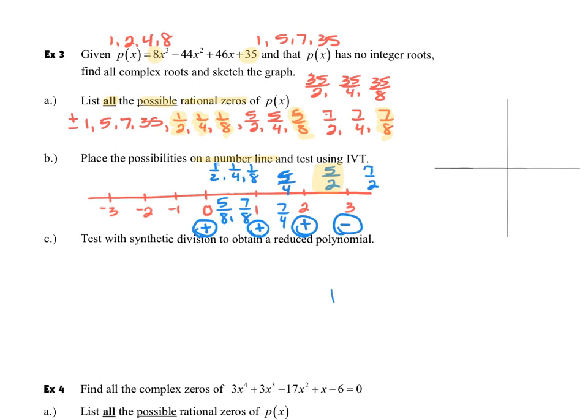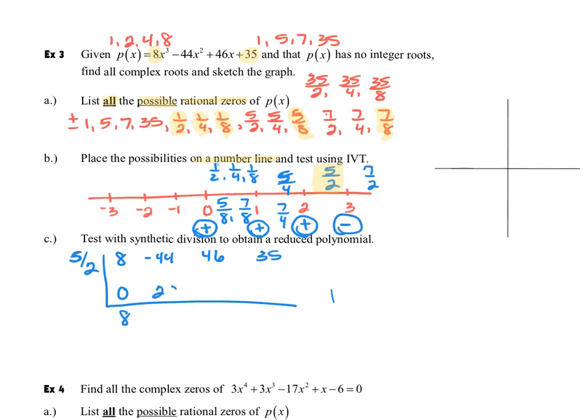So when I set up my synthetic division, again, I'm going to write those coefficients. We've been doing this for a while now. So I'll have my 8, I'll have my negative 44, I'll have my 46, and a 35. And when I set this up, I'm going to start with that 5 halves because I do know that my graph is supposed to cross there. So if it's a rational number, it should be 5 halves. It's my only choice. So I've got my 0, 8, 5 halves times my 8.